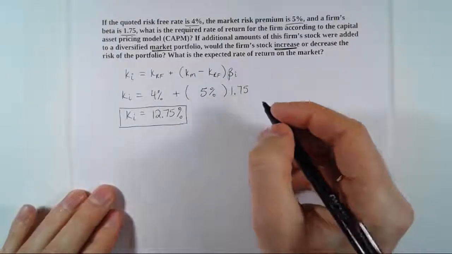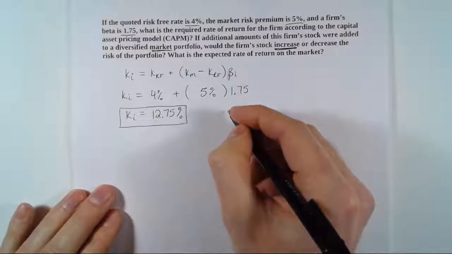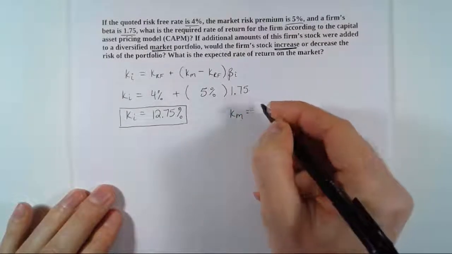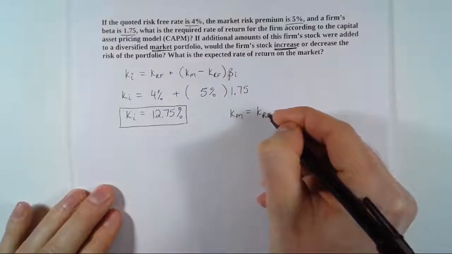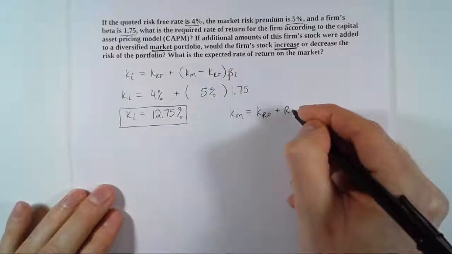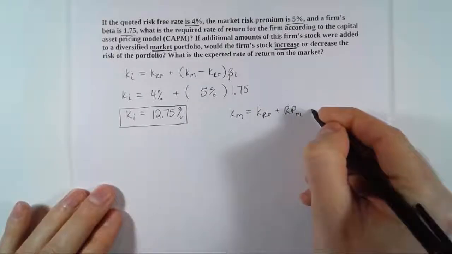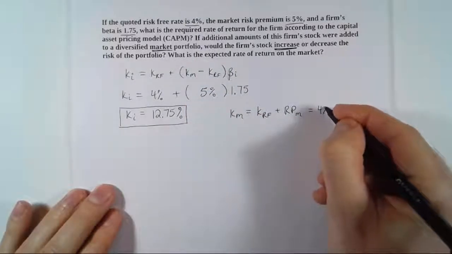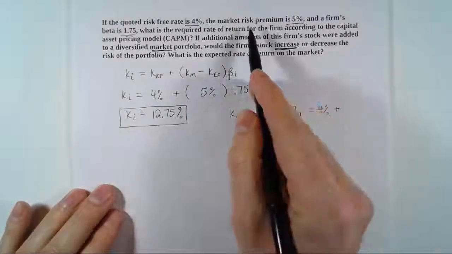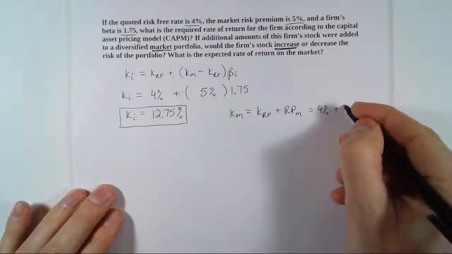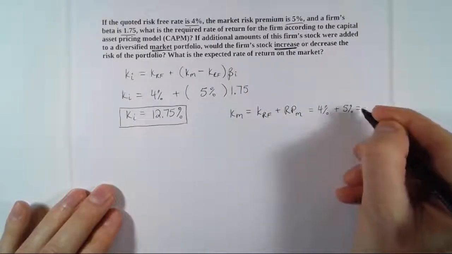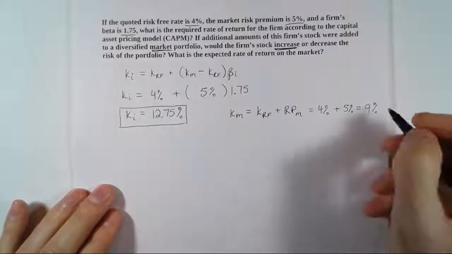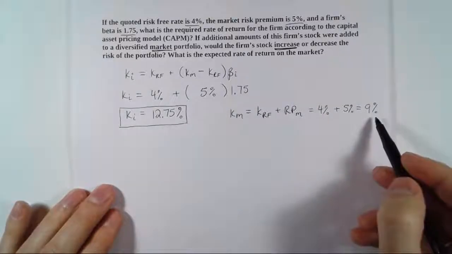Now, the next question is, what is the expected rate of return on the market? Well, the way to find the expected rate of return on the market is to simply refer to the fact that the market rate is going to be equal to the risk-free rate plus the risk premium of the market. Well, we know that the risk-free rate is 4%, and the problem stipulates that the market risk premium is 5%. So that means that the market rate we would expect should be 9%. So the market rate, or expected rate of return on the market, is 9%.